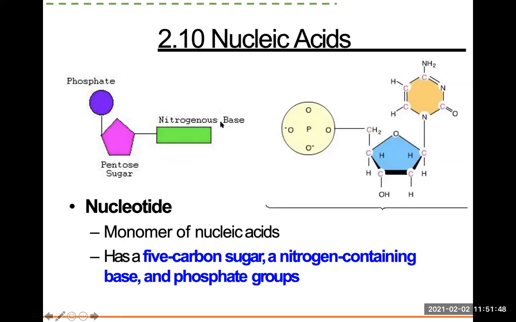So if on the exam I ask you, what are the monomers of nucleic acids called? You're gonna say nucleotide. What is the monomer made of? 5 carbon sugar, nitrogen containing base, and a phosphate group. So that's the nucleotide there. This is just the chemical structure. You don't have to worry about the shapes. Just make sure you guys know what it includes. Yes, the 5 carbon sugar.